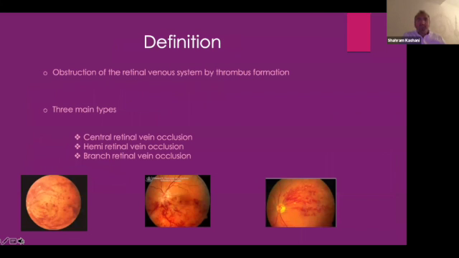So definition then. So retinal vein occlusion is obstruction of the retinal venous system by a thrombus formation.